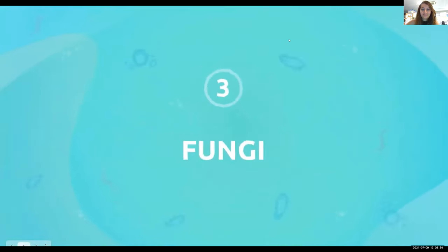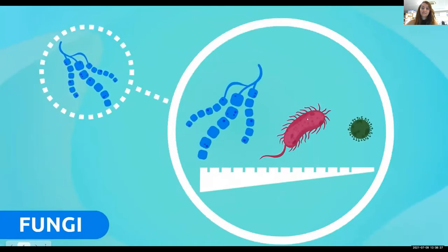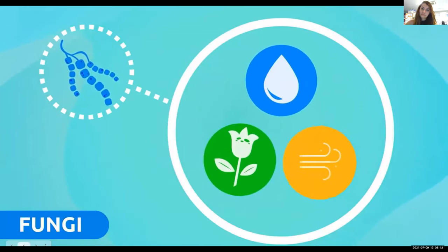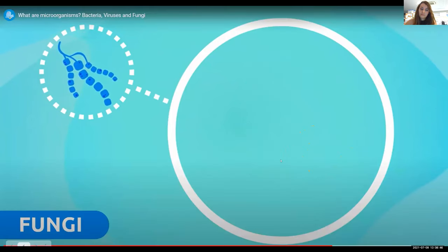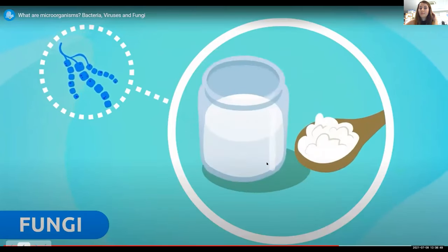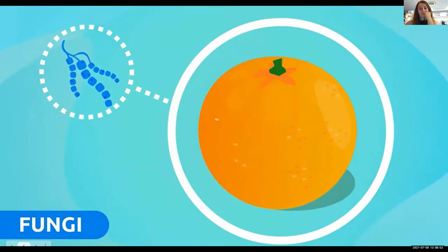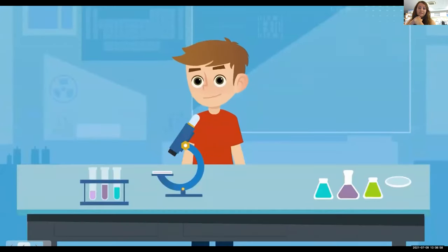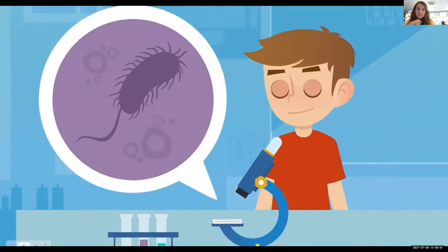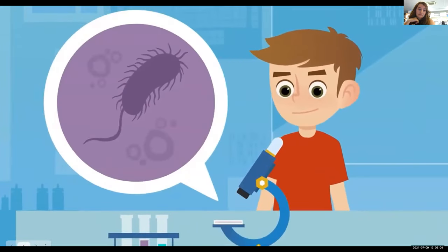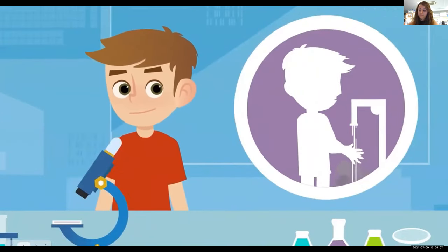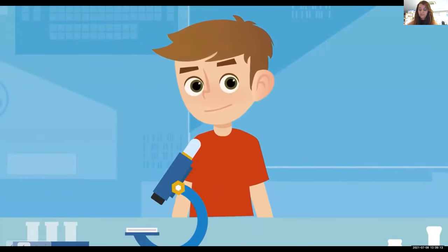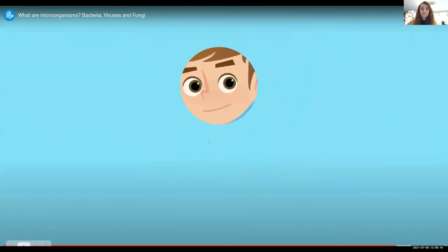Fungi. Some fungi are microorganisms bigger than bacteria or viruses. They can be found in the air, plants, or in the water. Some, like yeasts, are used to make foods. I'm sure you've seen mold on fruit or bread. This is a type of fungi. As we have seen, microorganisms can be everywhere because they are not visible in plain sight. To prevent diseases and avoid getting infected, it is very important to have good hygiene habits. Now you're all experts in microorganisms. You know how to tell the difference among bacteria, viruses, and fungi. See you around.